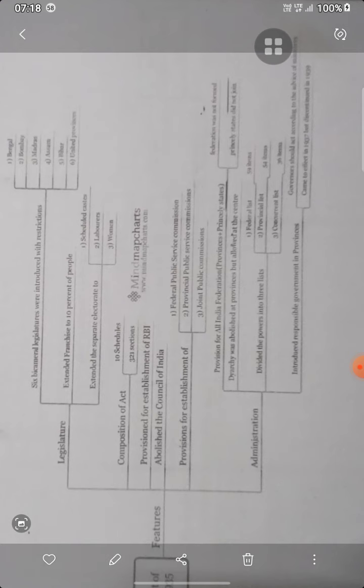There was a provision for the establishment of a Federal Public Service Commission, Provincial Public Service Commissions, and a Joint Public Service Commission. The Federal list, provincial list, and concurrent list were there. It introduced responsible government in the provinces, which came into effect in 1937, with provision for an All India Federation. Diarchy was abolished in the provinces and introduced at the centre.